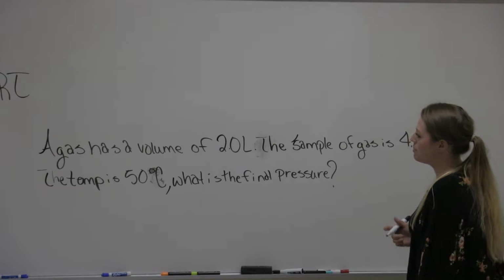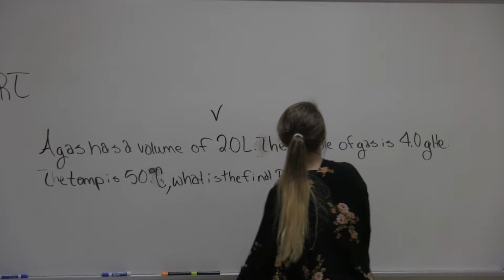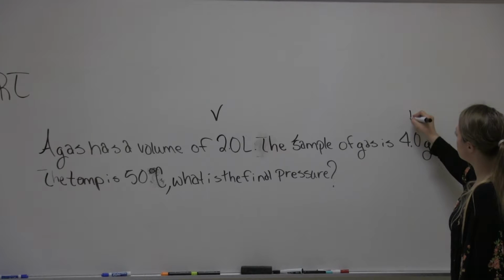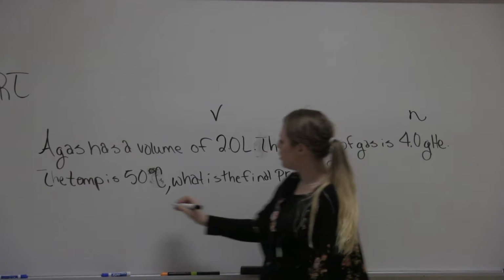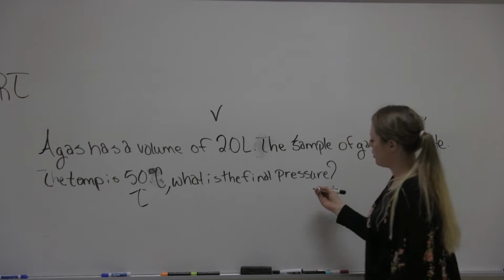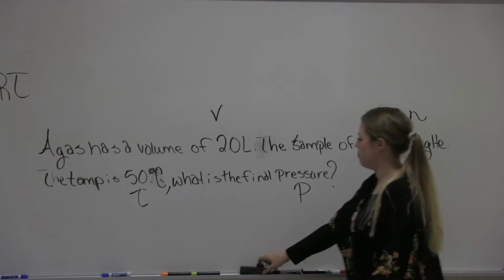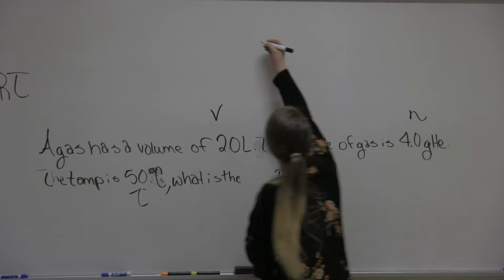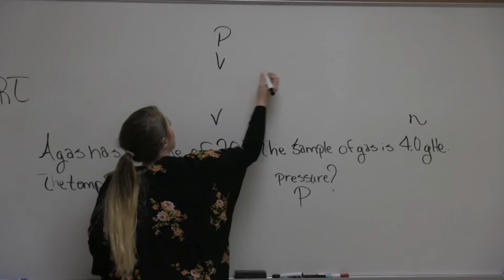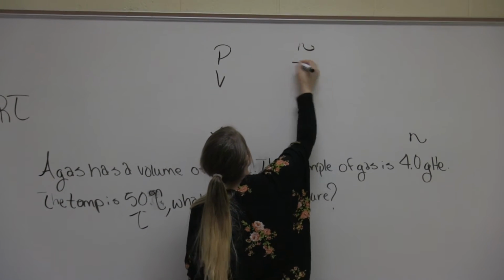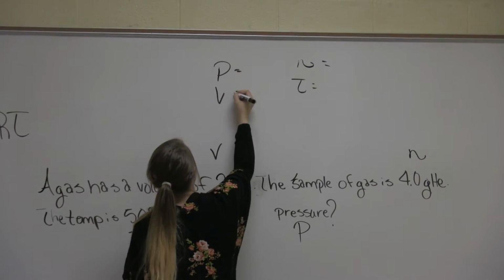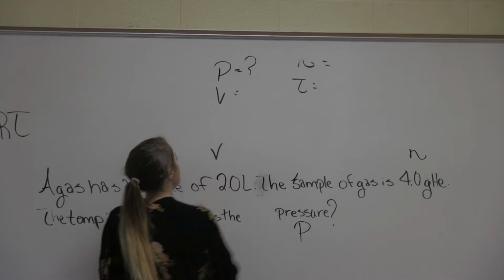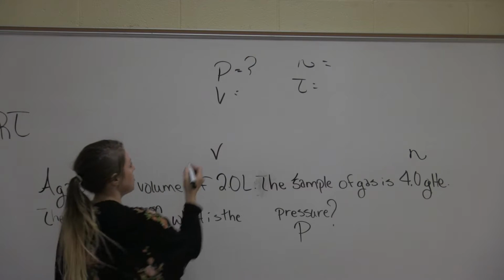Okay, so in this problem, we've got a volume, we've got a sample of gas, so we've got a quantity of something, so this is going to have to be in moles. We've got a temperature, and we're going to have a pressure. Okay, we want to know what is the final pressure, so just what is the pressure. So we're going to have a P, a V, an N, and a T. Our pressure of the sample, we don't know. But we do know the volume. The volume's at 2 liters.